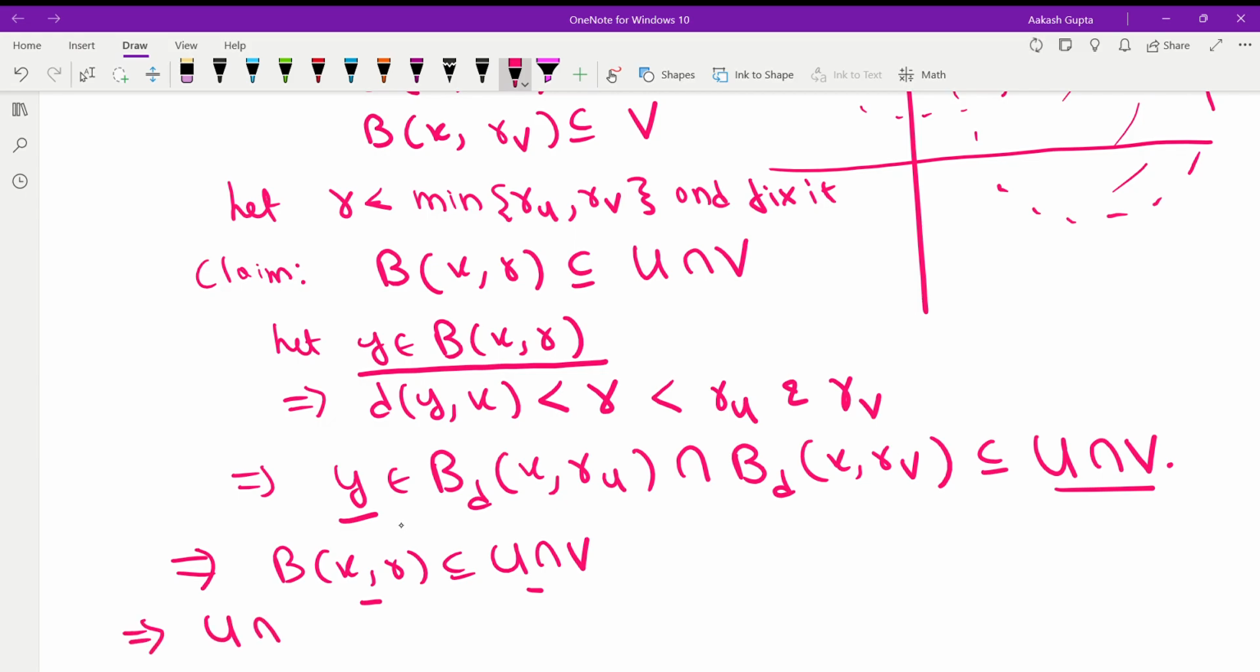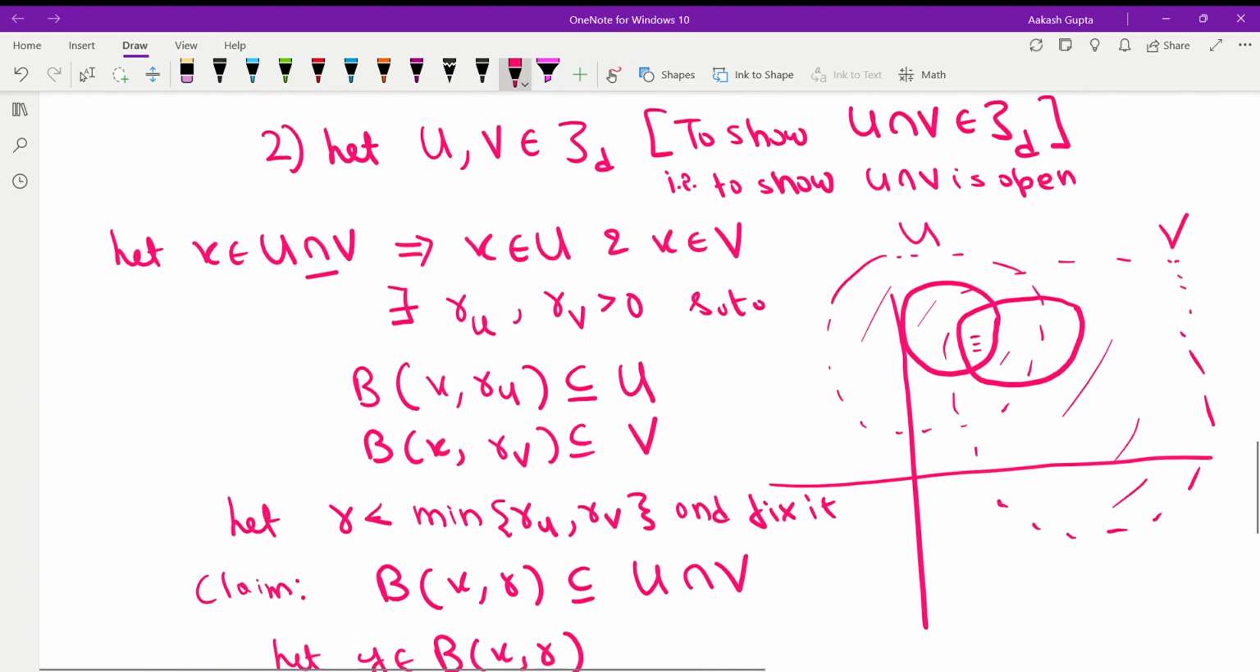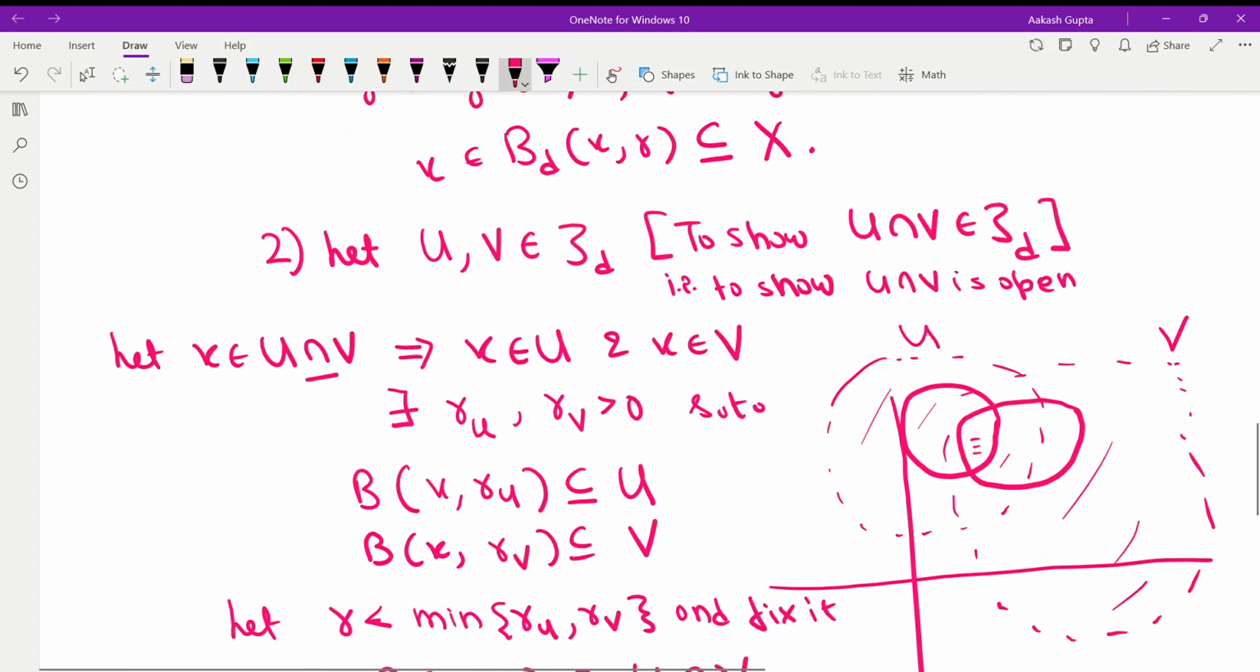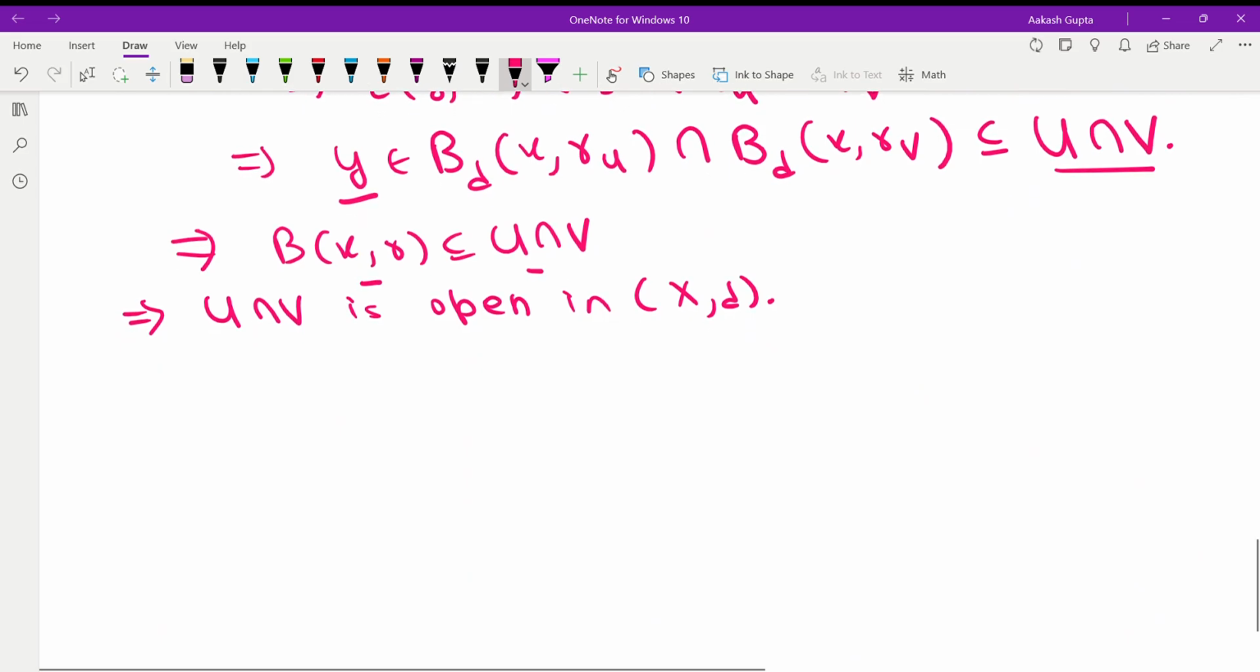And we have a ball sitting inside U intersection V. Thus, U intersection V is open. Of course, in the metric space. Good. Let us proceed. I will do it a little bit quickly, right? The next one, because the logic is more or less the same.